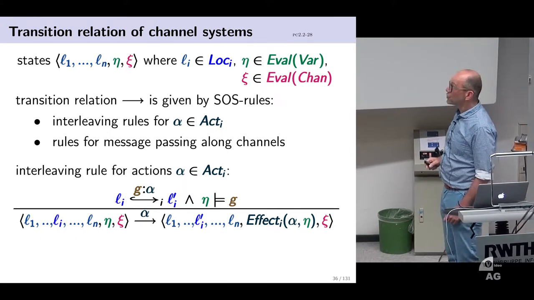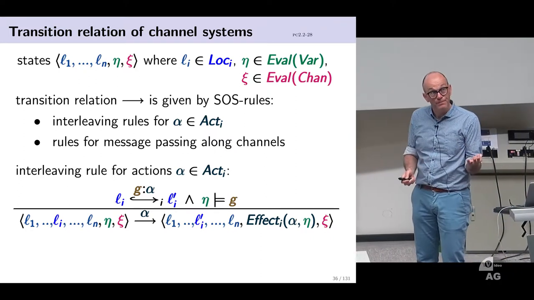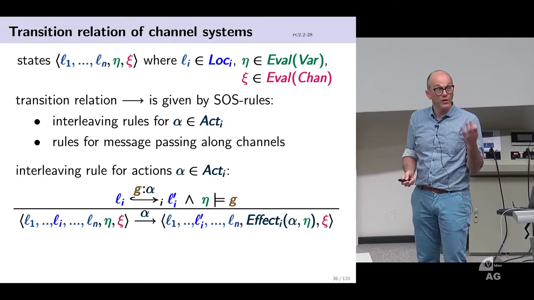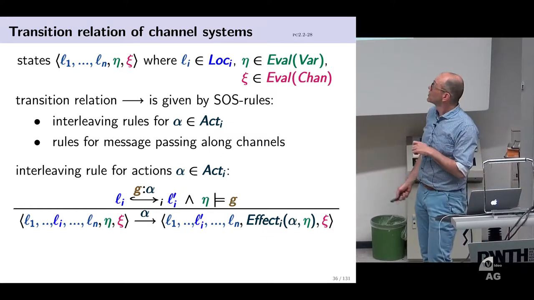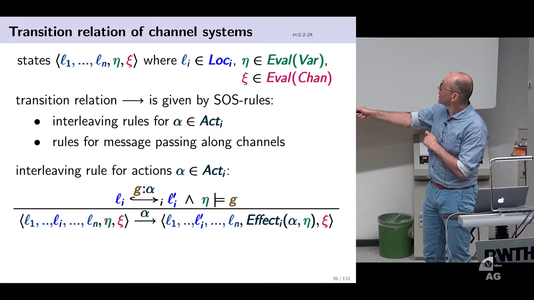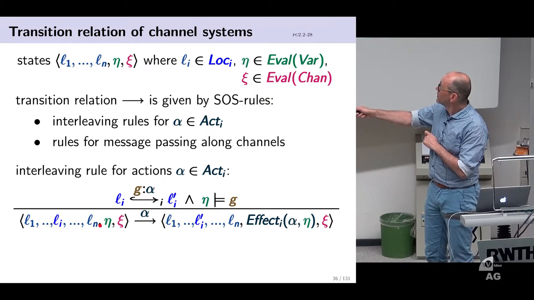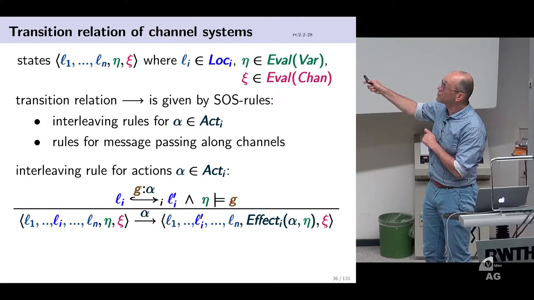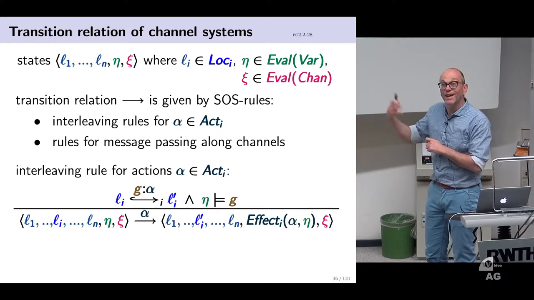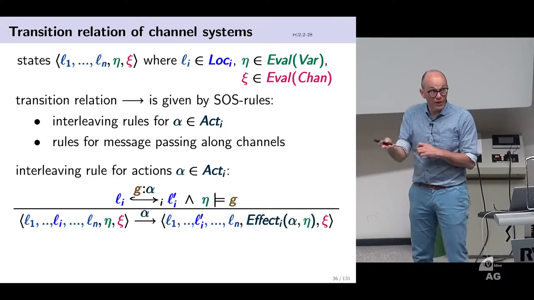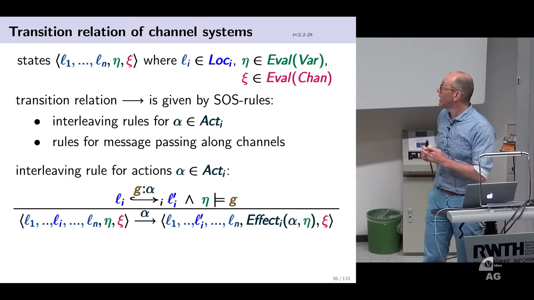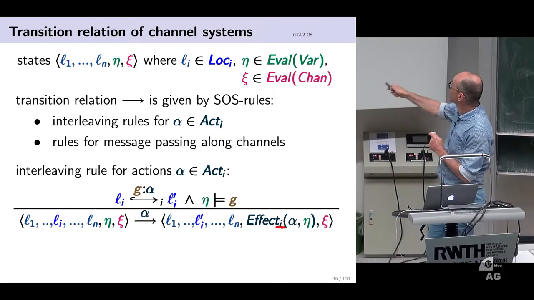The first thing we need to check is whether this guard is enabled. How can we check that? Well, a guard is a Boolean condition over the variables. So we check, like we did for program graphs, whether this function eta, which indicates the current valuation of all the variables, satisfies the guard. If this holds, this edge is enabled. Now we can take the edge, so we have to describe the effect of taking the edge, and that's indicated here on the right-hand side.